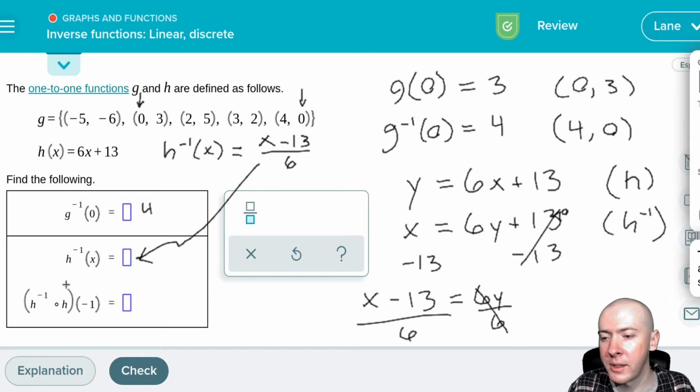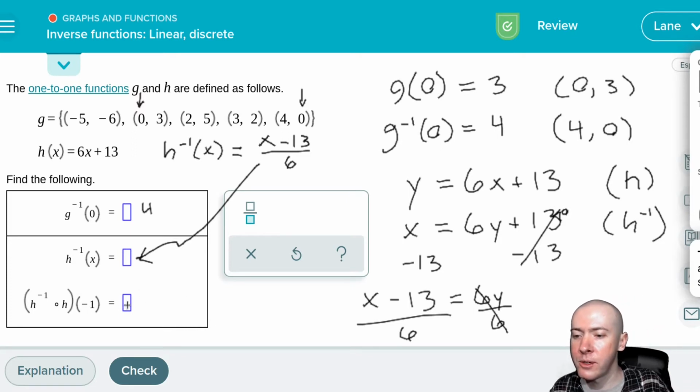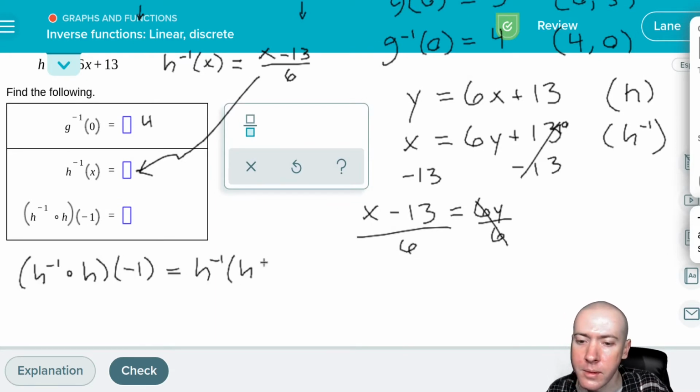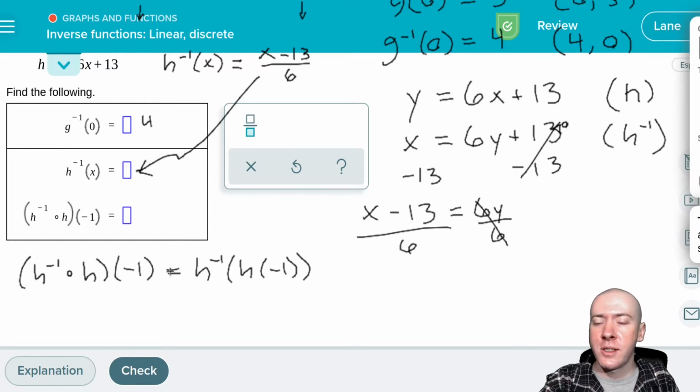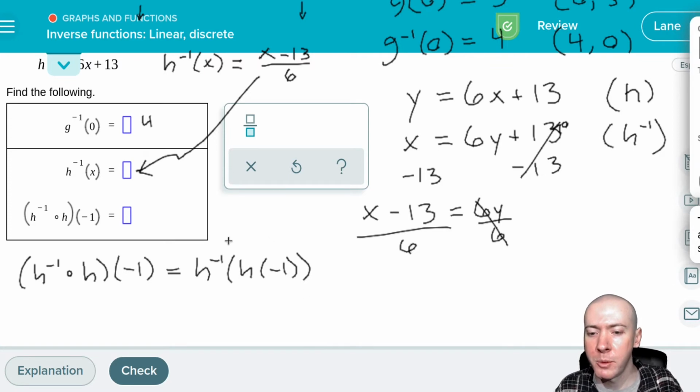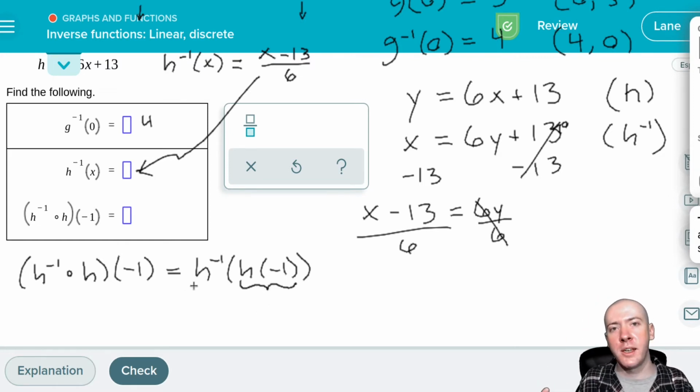Now for this next one, h inverse of h of -1. Another way to write this would be like this. These are two ways of writing the same thing. The answer for this problem is going to be -1. The reason is, if we were going to evaluate this, we could plug -1 into h, and then take the result and plug it into h inverse.